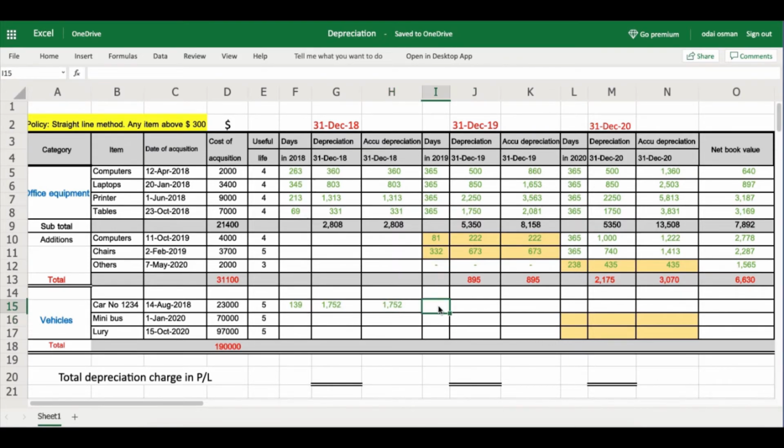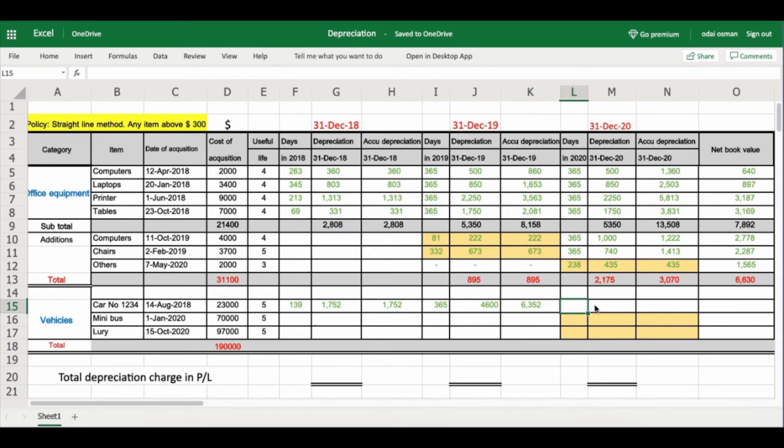So in 2019 the days would be 365, full days of the year. So we're gonna calculate the depreciation charge in 2019 by this formula equal to this amount divided by 5 years will give us this amount. So the accumulated depreciation for the second year would be the accumulated depreciation from the last year plus the depreciation charge in the current year would give us accumulated depreciation.